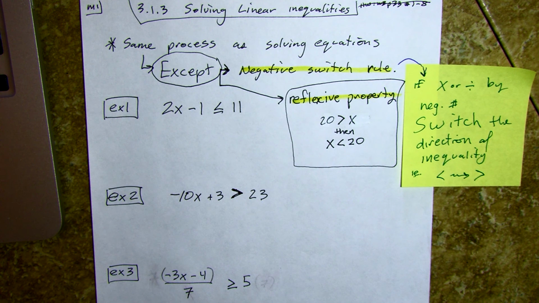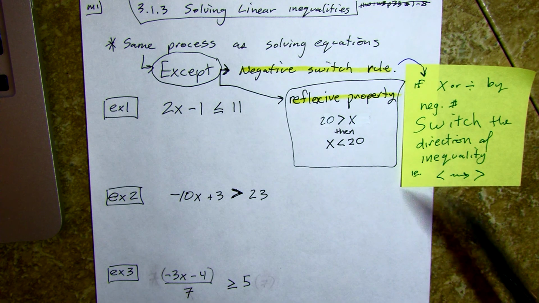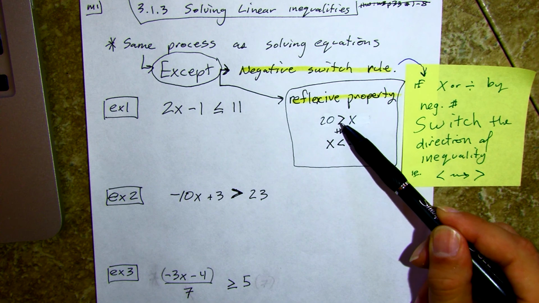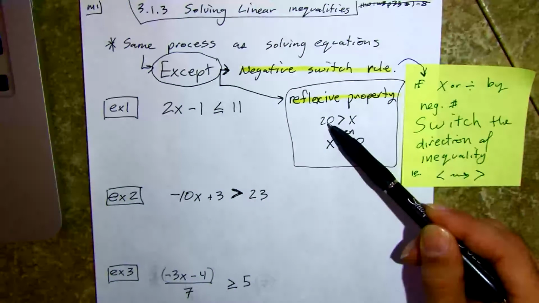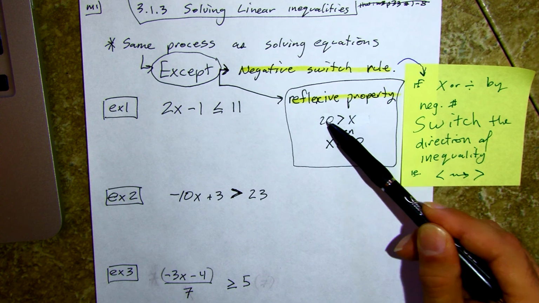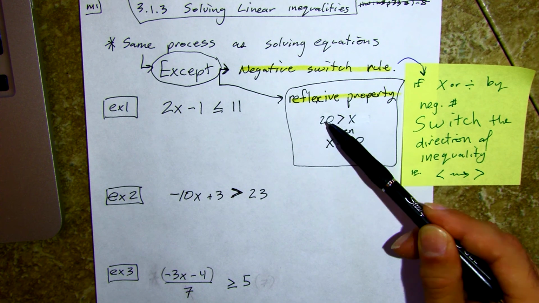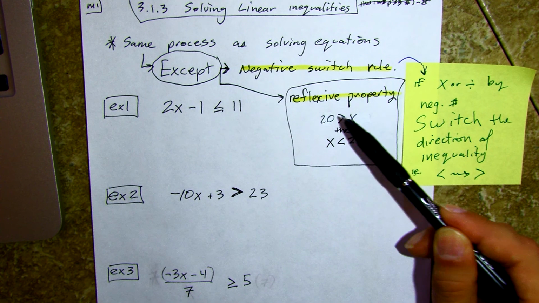If I have $10 more than my sister, then my sister has $10 less than me. You see? So the reflexive property, when we have inequalities, we just want to keep in mind that it's always going to be in relation to two values, two terms of interest here. If 20 is greater than x, then x is less than 20. It's the exact same statement.